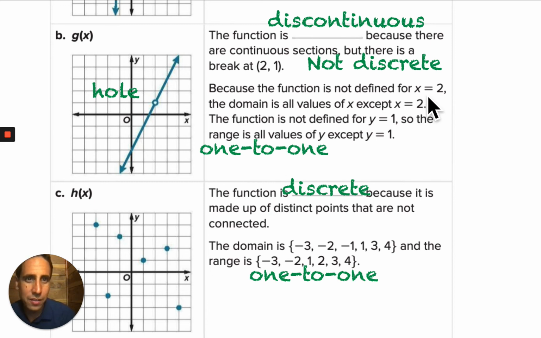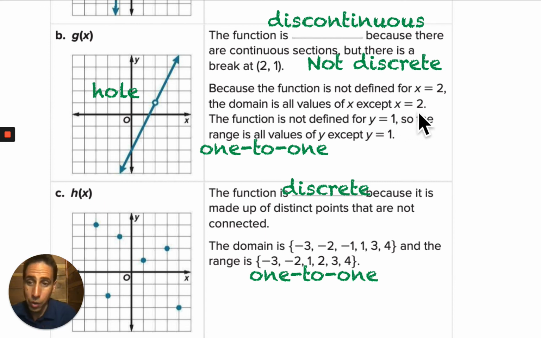Because the function is not defined for x equals 2, like right here. If I say, all right, the input's 2, what's the output? You'd be like, I don't know. There's nothing here. There's no value. The domain is all real numbers, all values of x, except x equals 2.